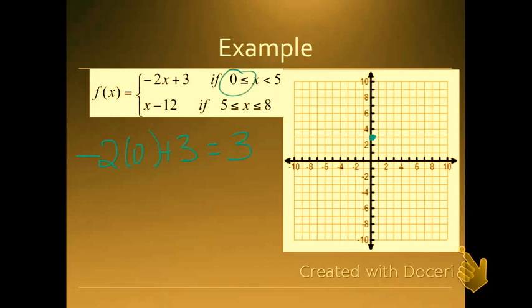and it's a closed point. We have negative 2 times 5 plus 3. So at 5, we'll be at negative 7, and this one will be open. Then we will plug in 5 into x minus 12, which also gives us negative 7. So now we're going to just fill in that hole. And 8 minus 12, which gives us negative 4.